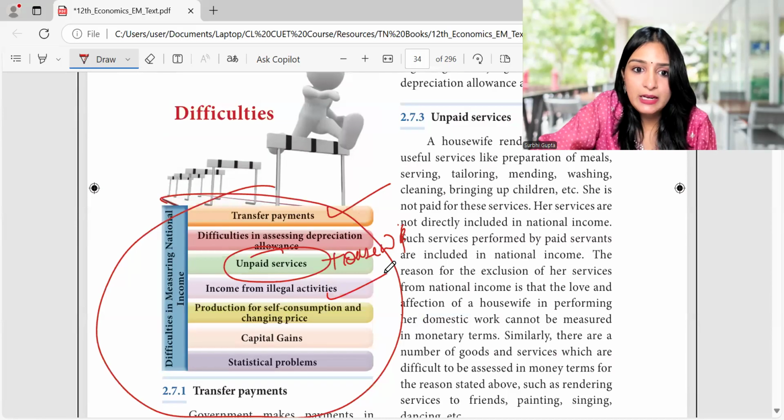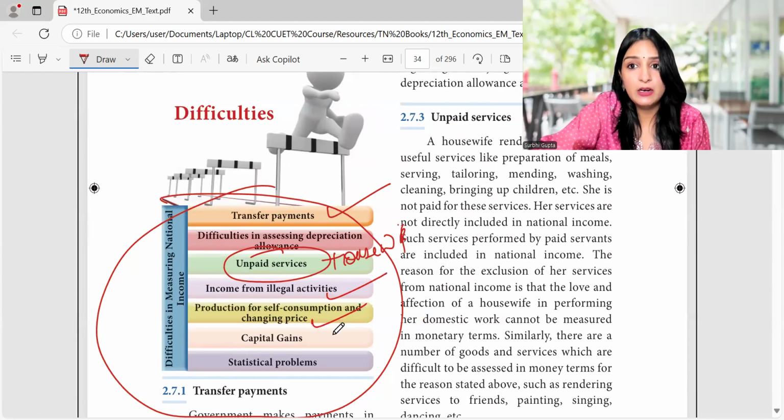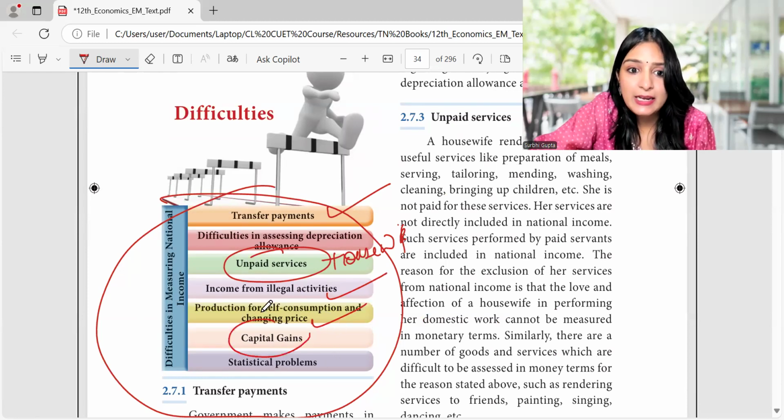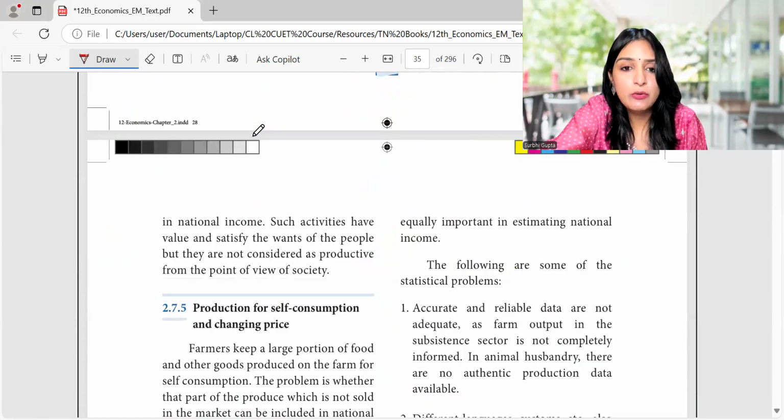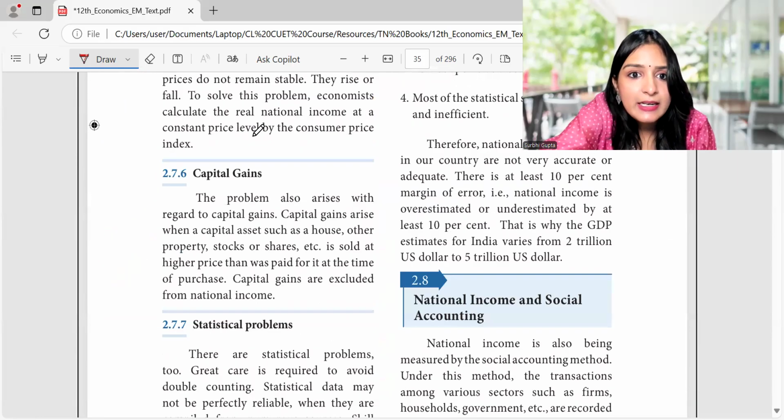Then income from illegal activities, then production for self consumption in changing prices, which has not been accounted for. Then capital gains are not accounted for. So I'll just go into the capital gain section.